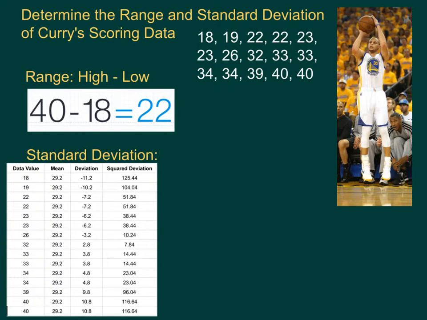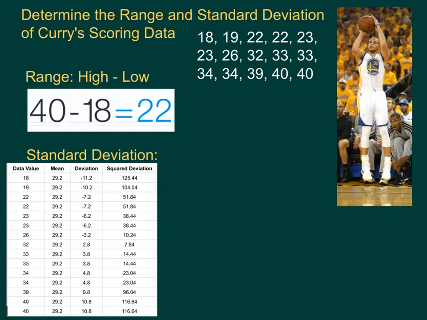What I'm going to start with is I'm going to put all of my data values in for my list from 18 up through 40. If I have repetitions, I include them. You see I've got 222s, 223s, etc. In the second column, I list my mean, which I already calculated to be 29.2. We found that previously.